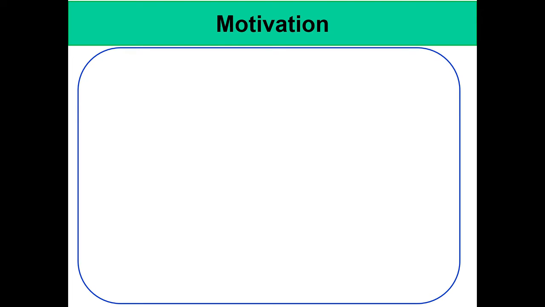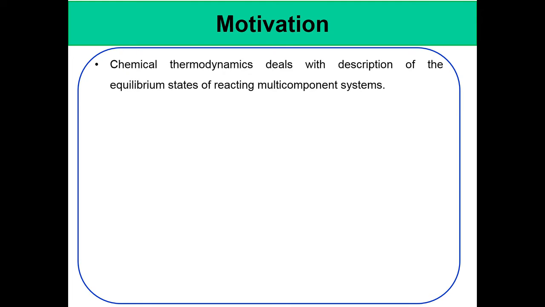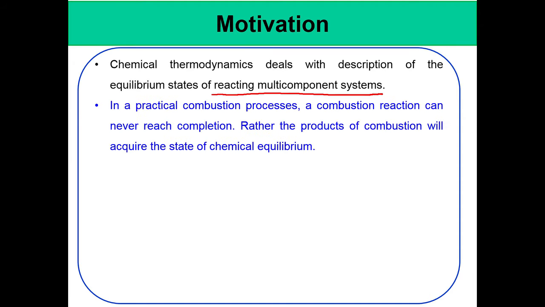So, why do we need to understand chemical thermodynamics and combustion? Now, chemical thermodynamics deals with the description of equilibrium states of reacting multi-component systems. As you would recognize, combustion deals with reacting multi-component systems. Of course, there are reactions, and because of reaction you have heat release, and it is multi-component because you have fuel, oxidizer, different kinds of products, and also might be intermediates. So, to understand what the equilibrium states of combustion are, we need to know chemical thermodynamics.